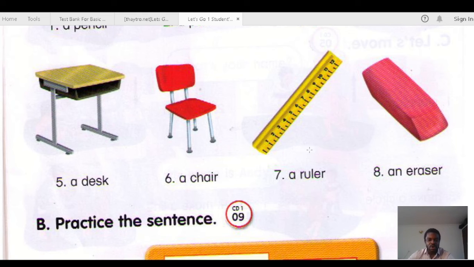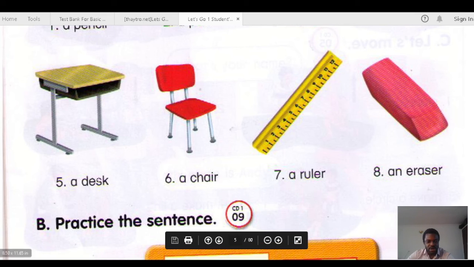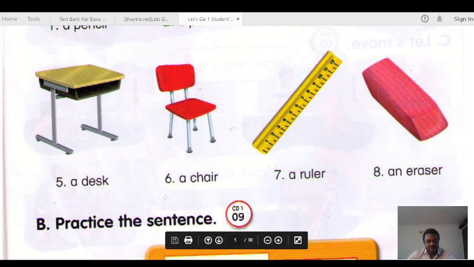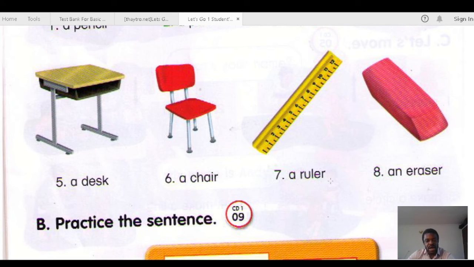When they are one, we call them singular. And when they are more than one, we call them plural. So you have a chair, or a desk, one desk, then you have two desks with S. A chair, chairs; ruler, rulers; and eraser, erasers. That is the plural form.